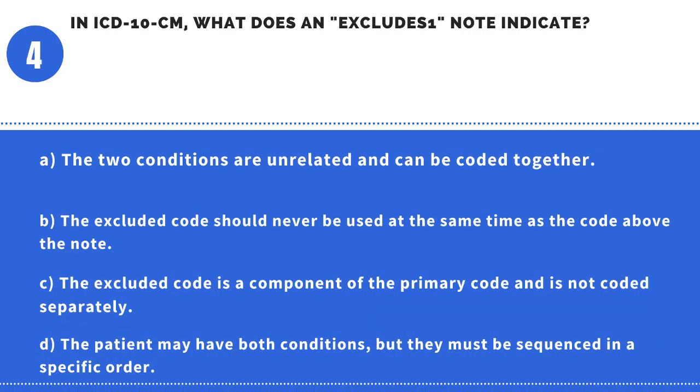Question 4. In ICD-10-CM, what does an excludes one note indicate? A. The two conditions are unrelated and can be coded together. B. The excluded code should never be used at the same time as the code above the note. C. The excluded code is a component of the primary code and is not coded separately. D. The patient may have both conditions, but they must be sequenced in a specific order.